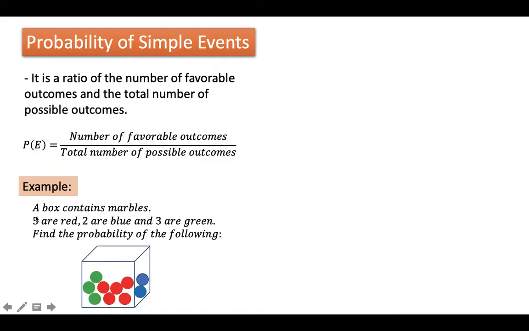Let's take an example here. Let's say we have a box that contains marbles, wherein 5 are red, 2 are blue, and 3 are green. Find the probability of the following. Let's say we want to know the probability that green marbles will be picked.